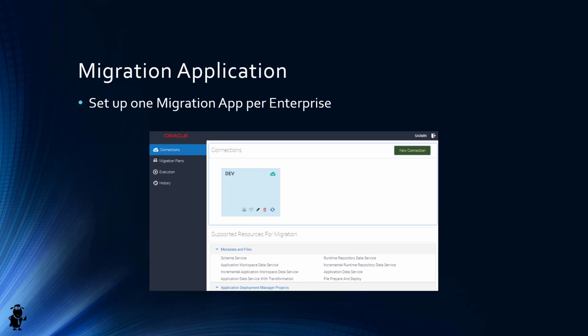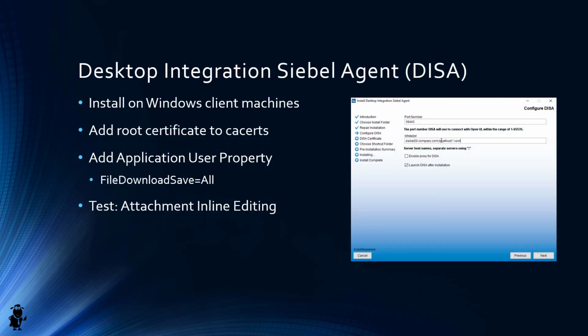So in order to give you a bit of a glimpse into what's required after the installation, your enterprise might need a migration application instance, and we will set up a connection for the development instance we have just created. The final video is a Windows client related installation of the desktop integration Siebel agent and the necessary setup so that the vanilla functionality supported by DISA, such as attachment, inline editing, works as expected.